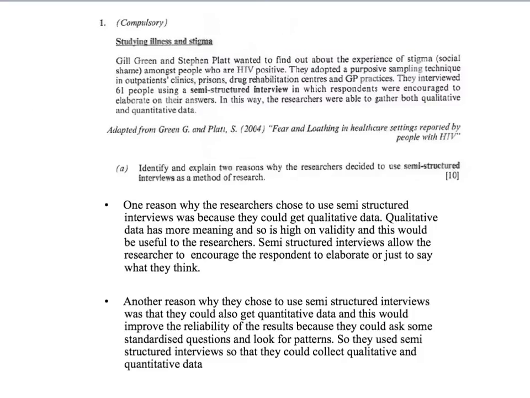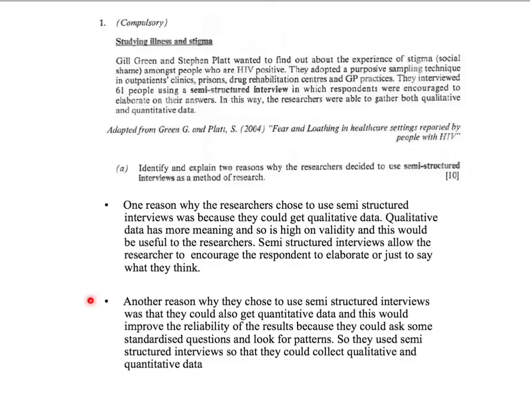What I'd like you to do in a moment is to hit the pause button and then read this item carefully, then read through this 10-mark question, and then have a look at this sample answer. So hit the pause button, read the item, read the question, and then look at the answer, see what you make of this answer.